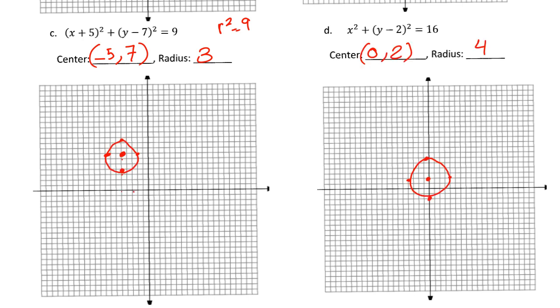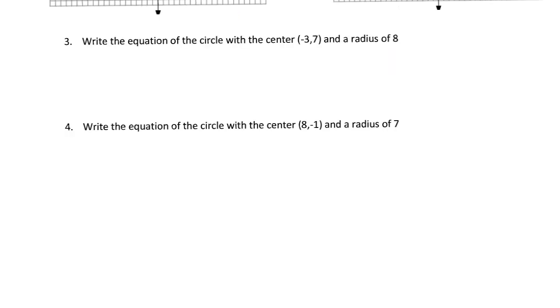So here is the information for C and D. I drew my circle for C using the information from the center and the radius, but I did the same thing for D. The center was 0, 2, and the radius is 4, and I drew my circle using that information. The last part of this section is given information, and you will be writing an equation of that circle given the information of your center and your radius.